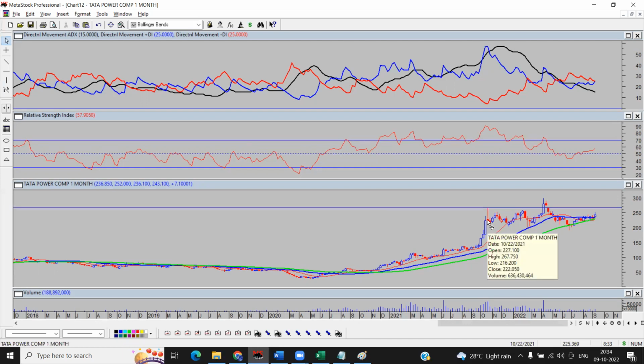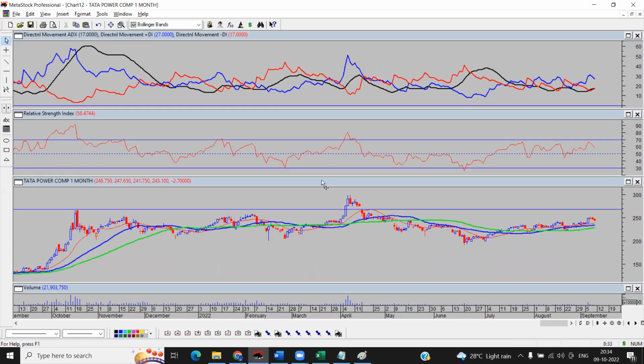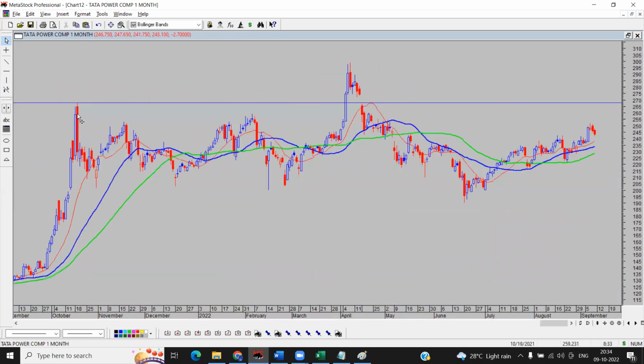How much is the high here? 267. 267 will not be crossed at single go. Very unlikely. You'll make quite a major high also here. Yeah, that too comes under the gap area, right? So that is coinciding with the gap area. Right. Okay, now I'm going to the next question.